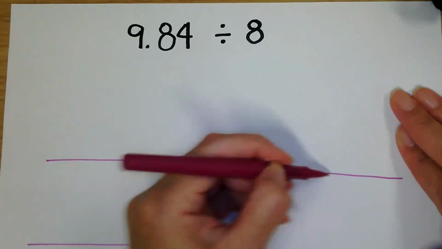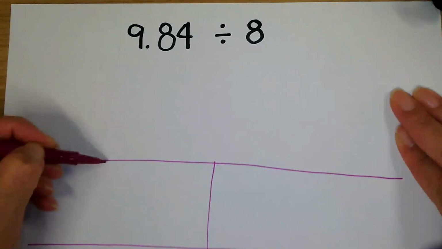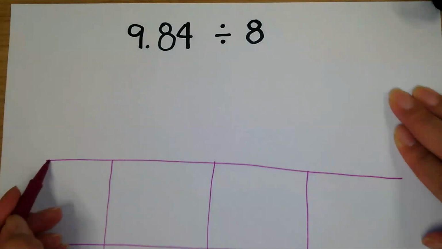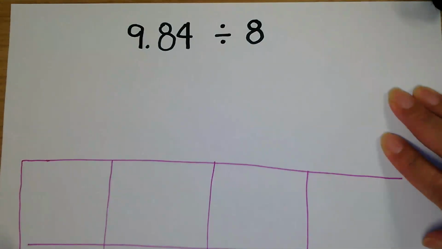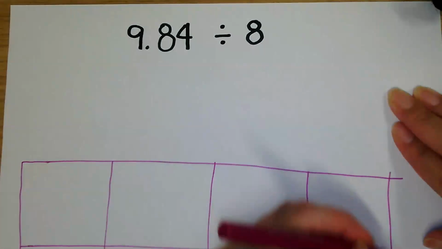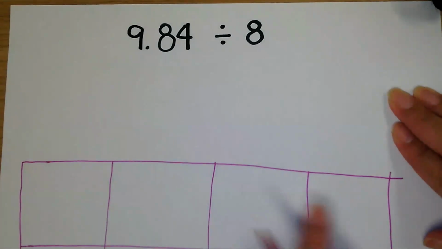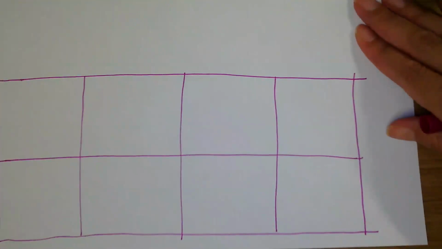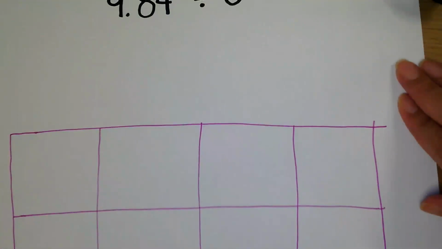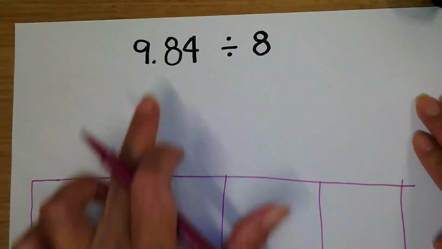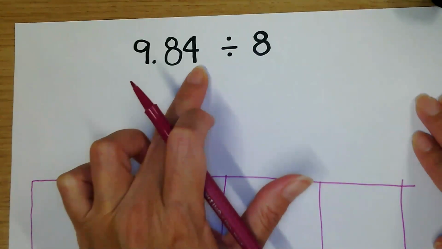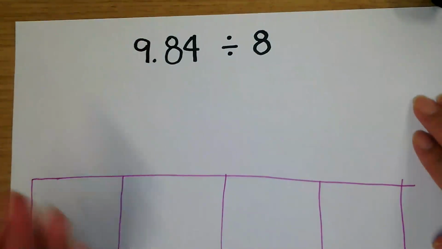We're going to have half here, half here, half here. So I have 8 different groups: 1, 2, 3, 4, 5, 6, 7, 8. Now what we need to see is how we can divide 9 wholes and 84 hundredths using base ten blocks.